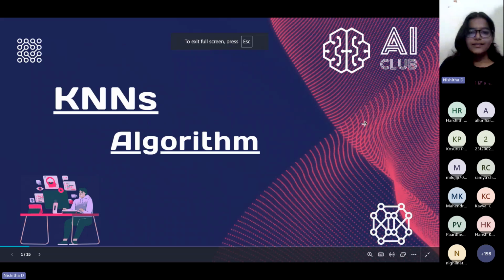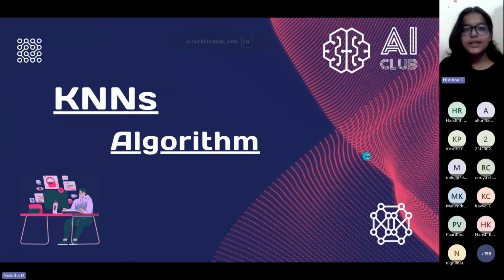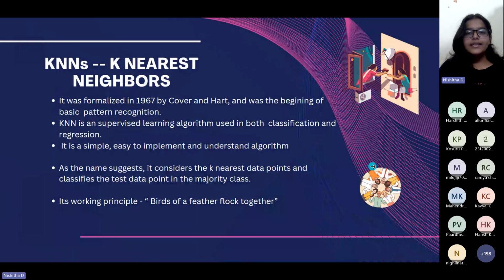Okay. So, hi everyone. I'm Nishita. I'm a coordinator here at the AI Club, and I'll be taking the KNN part of today's session. KNN stands for K nearest neighbors. This algorithm was formalized in 1967 by Thomas Cover and Peter Hart, and it served as the beginning for basic pattern recognition. It is also one of the oldest machine learning algorithms, so it's a very simple, easy to implement, and very intuitive algorithm.